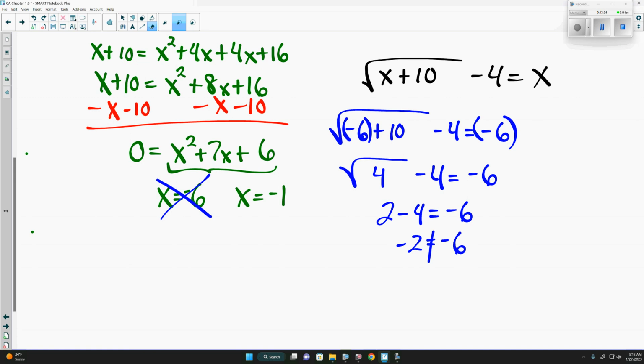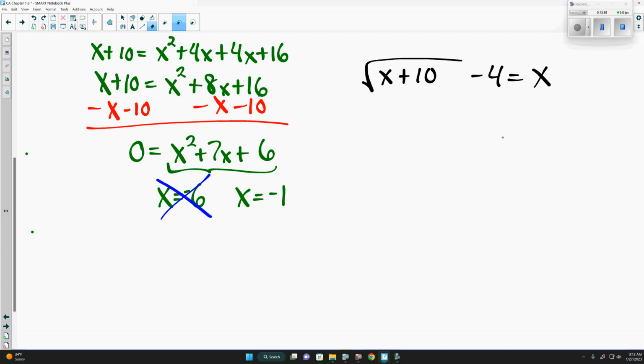And really, we could have typed the whole left side into the calculator. We can do square root, parentheses, -6, close parentheses, plus 10. Move outside this radical, -4, enter, and see what it gave us. And it told us it was -2. That's not the same as -6. We're done with that one.